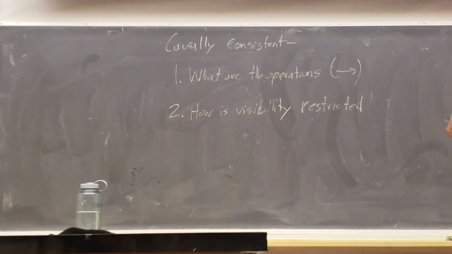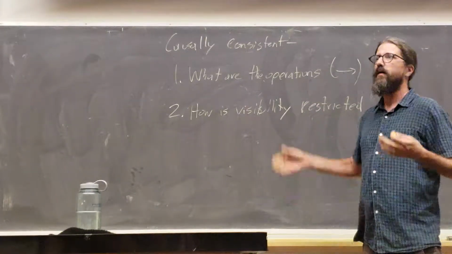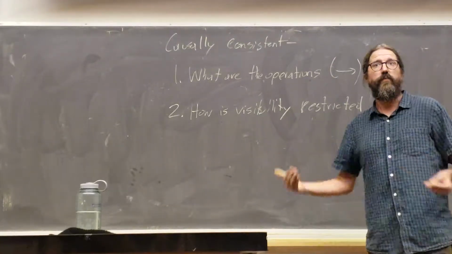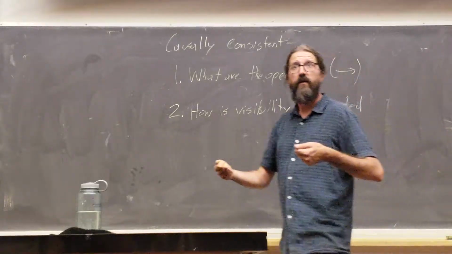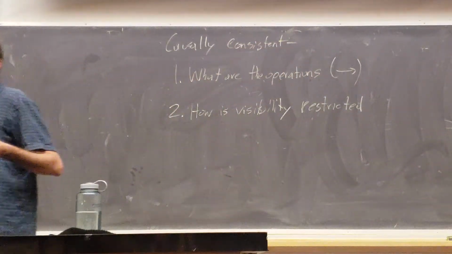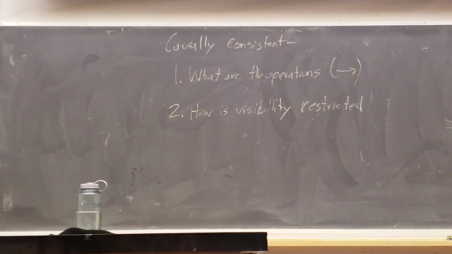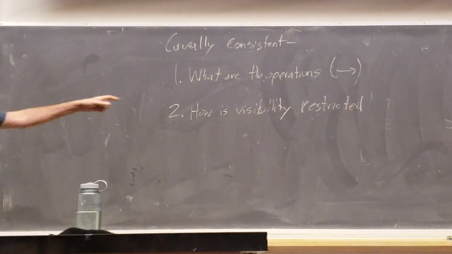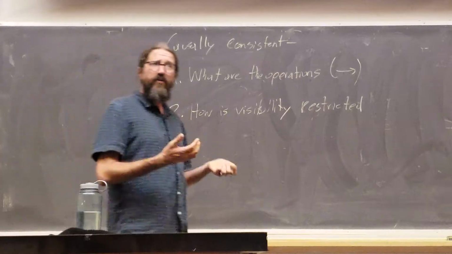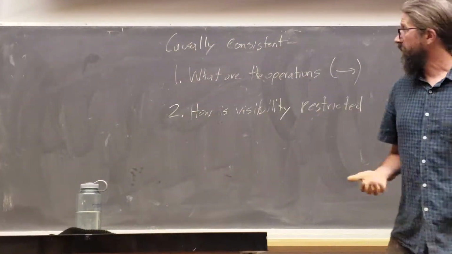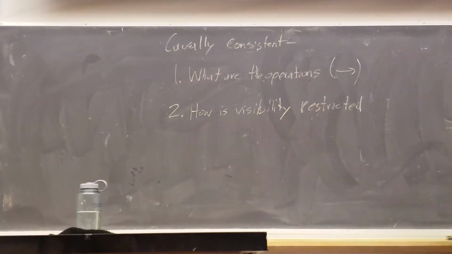So if we're doing causal broadcast, the operations are broadcasts that we want to order with respect to each other. And the visibility that we should restrict is the delivery of broadcasts. We have to order the broadcasts, and we have to only deliver broadcasts in orders that are consistent with happens-before. But in a key-value store, the operations are going to be different, and the visibility rules are going to be different. What do you think they are? What do you think the ops are?